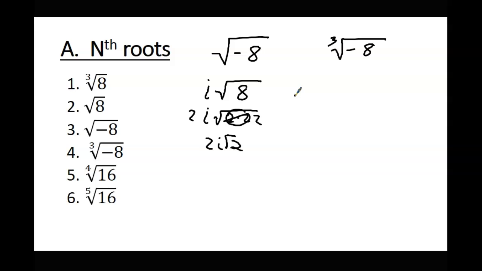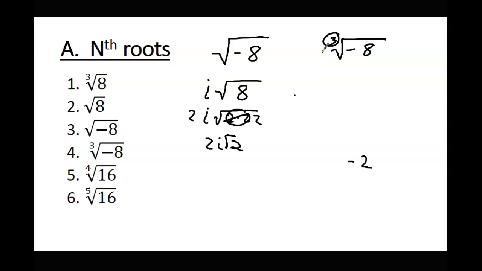Negative 2. The answer is a real number. It's -2. Okay, let me share with you why. Because we're looking for a number that times itself 3 times would give you -8, and that's -2. -2 times -2 times -2 is -8. So here's what I want you guys to walk away from with this, is that when you have an odd root, negatives don't make i's anymore. Okay? Negatives don't make i's anymore.